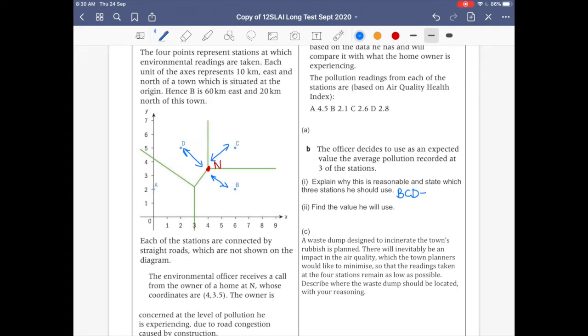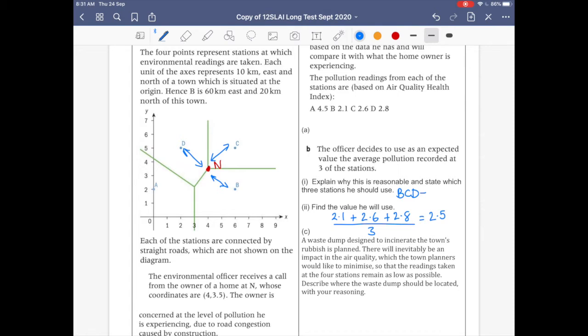Then we can say which value he'll use. So he's taken an average of B, C and D. So an average would be adding them all together. So 2.1 add 2.6 add 2.8, and then we divide them by how many we've got, and that gives me a value of 2.5. So the value that he'd be using is 2.5. So we're estimating that the pollution at N is around 2.5.